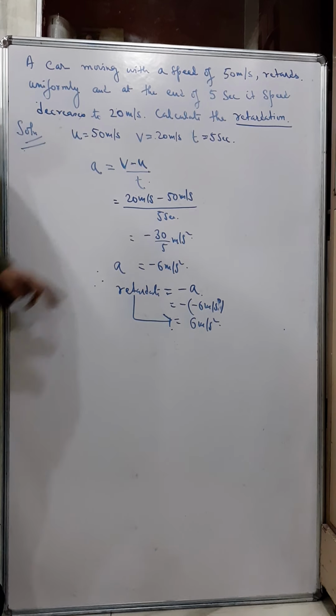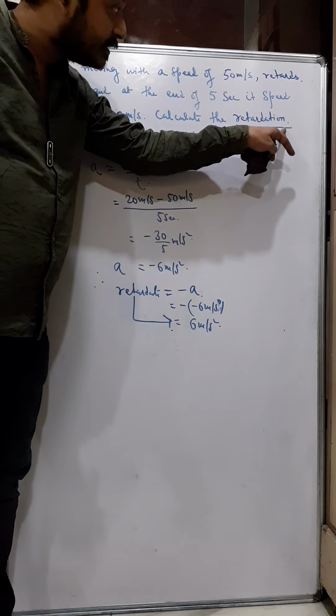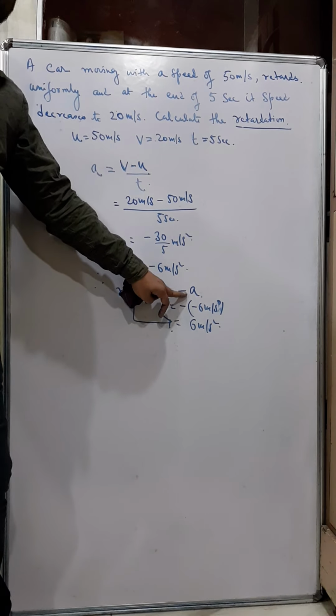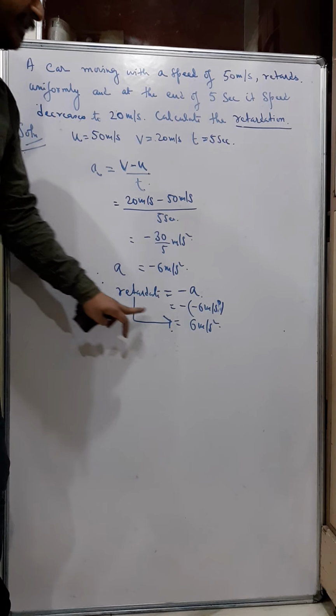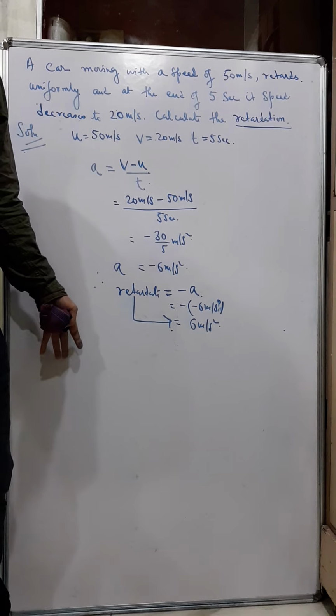So understand the difference. If it is acceleration, we leave it in negative, but since they asked us the retardation, then we have to follow this step, that retardation means negative acceleration. So when somebody says retardation is 6 meter per second square, that is understandable, it is negative acceleration. Understand?